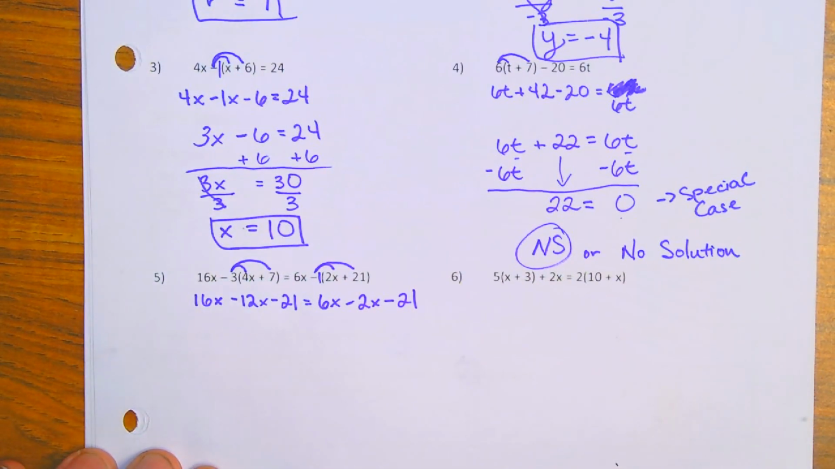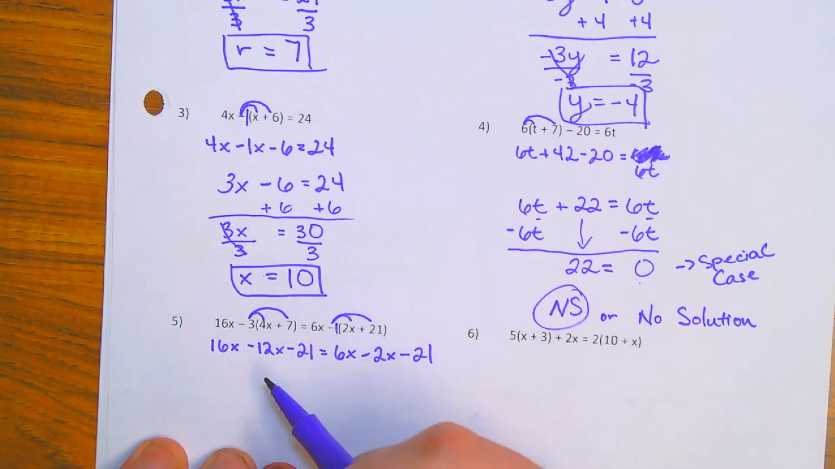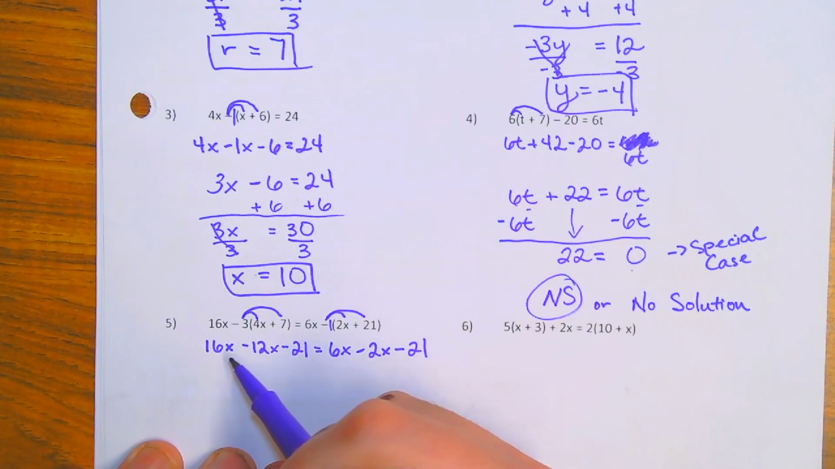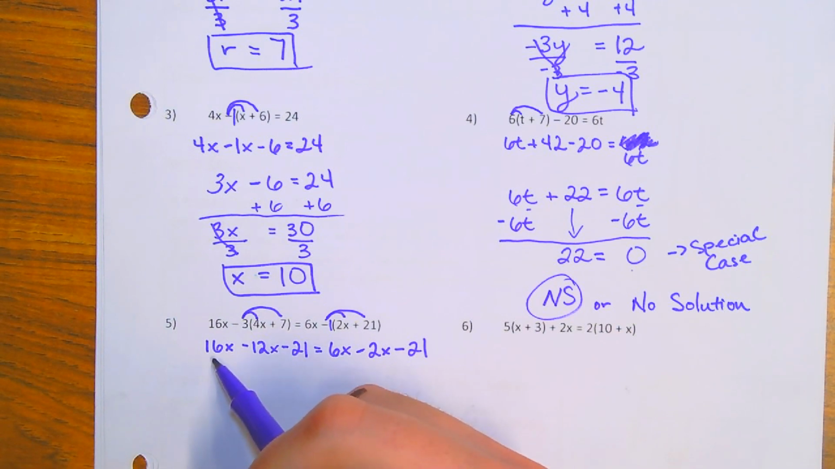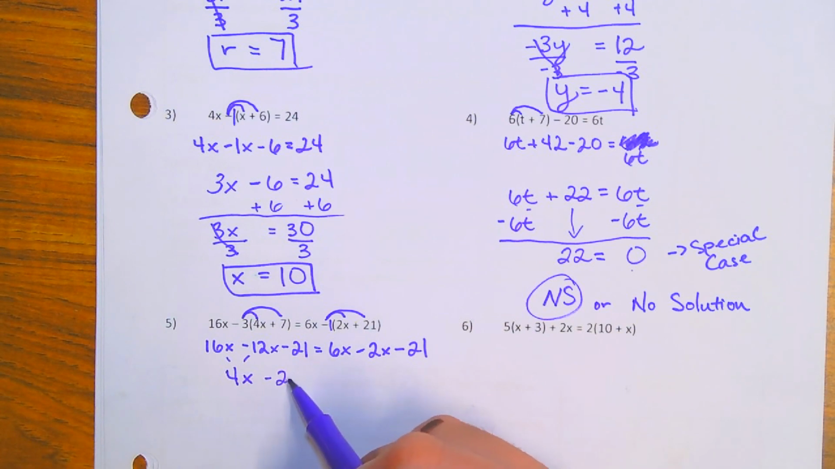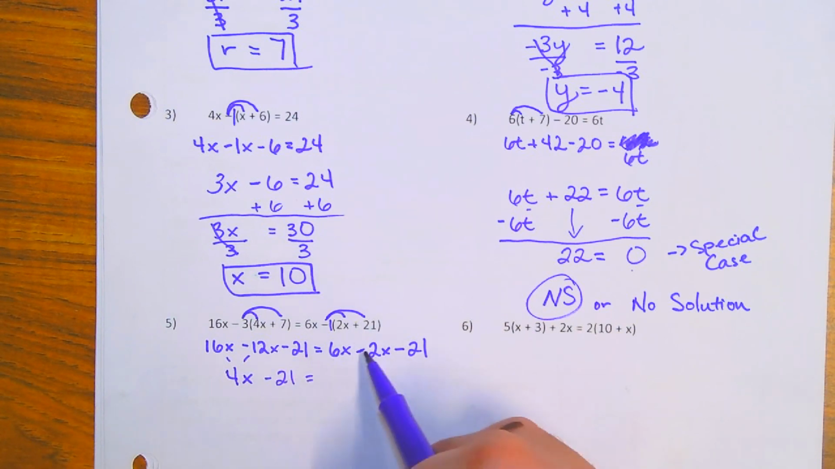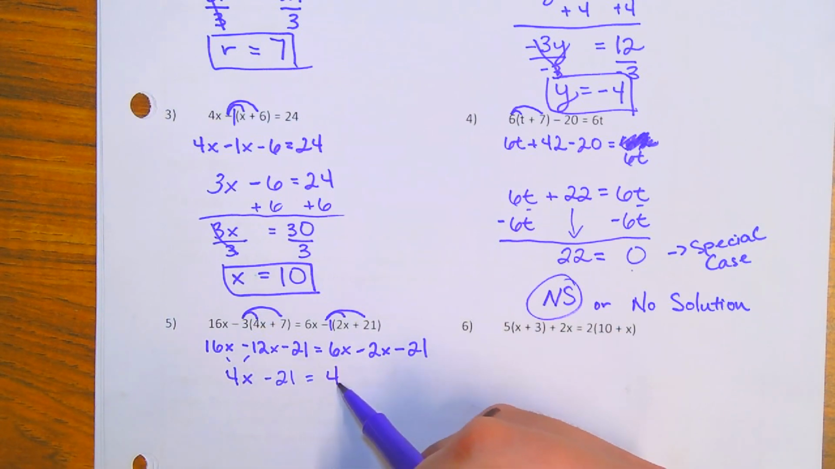So, our very next thing that we need to be looking at here is combine our like terms. Now, like terms, remember, are things that have something in common. These x's are a common thing. Let's get those together. If I think about it, what is 16 minus 12? Well, that's just 4. And then my x's are going to tag along here. Minus 21 equals, now 6 and minus 2 is going to be the same kind of concept that we had with 16 minus 12. That's just going to give us 4x minus 21 right there.